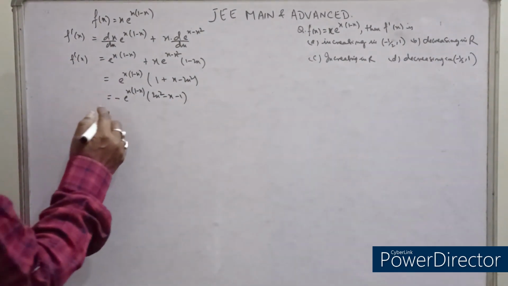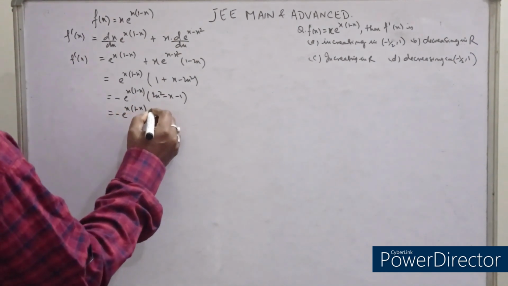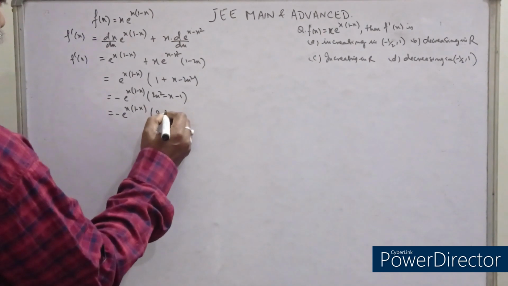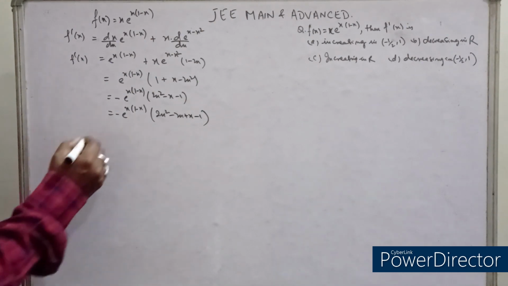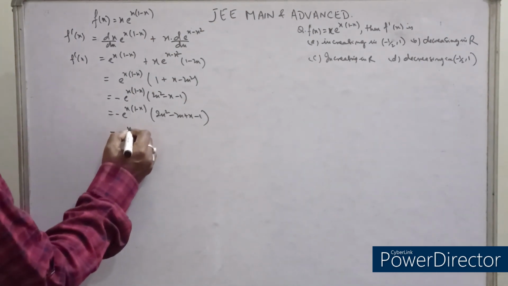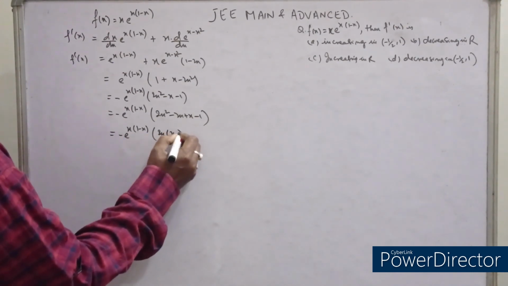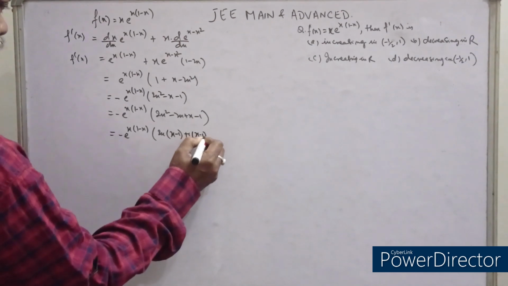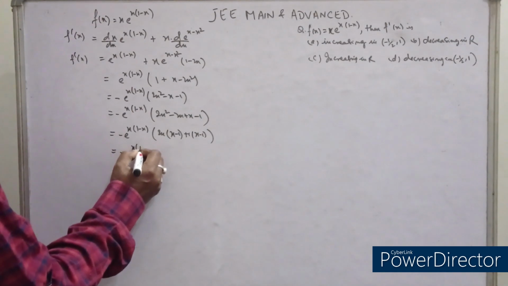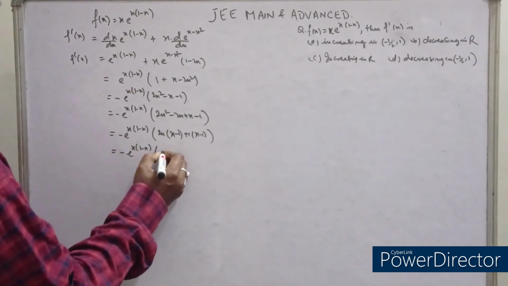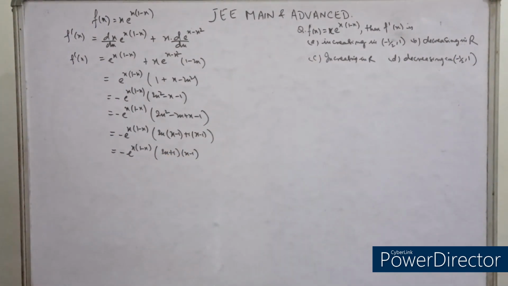Now if I factorize it, minus e to the power of x, 1 minus x, so this will be 2x square minus 2x plus x minus 1. So here again this will be minus e to the power of x, 1 minus x, so 2x common, x minus 1 plus 1, x minus 1. So again minus e to the power of x, 1 minus x, and this will be 2x plus 1, x minus 1.